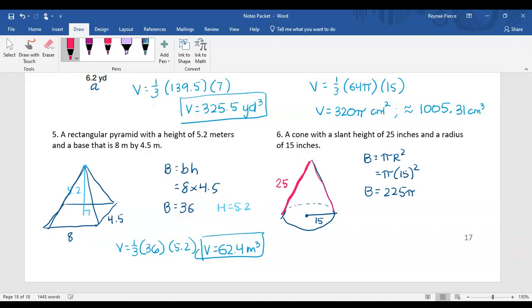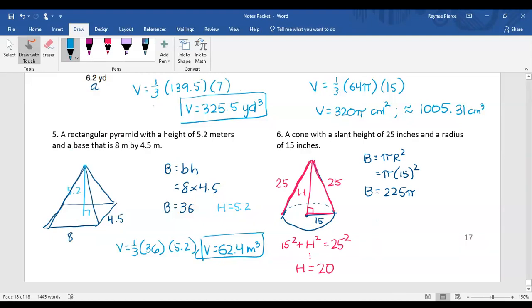But do not fear. To find that height, we're going to do the Pythagorean theorem with this right triangle. So 15 squared plus the height squared is going to give us 25 squared. Our height then is 20.